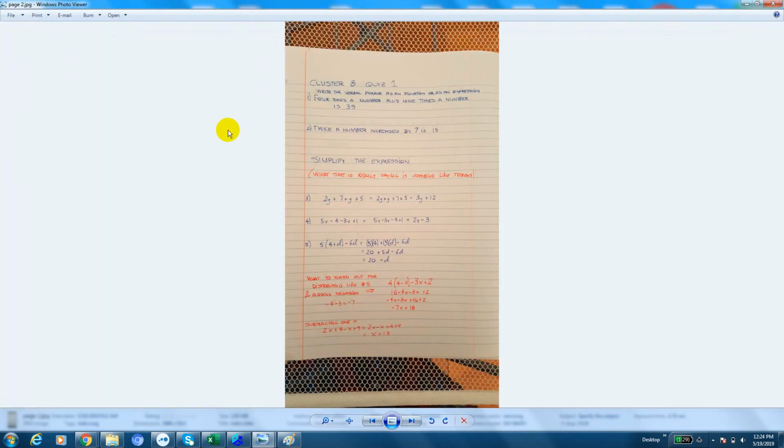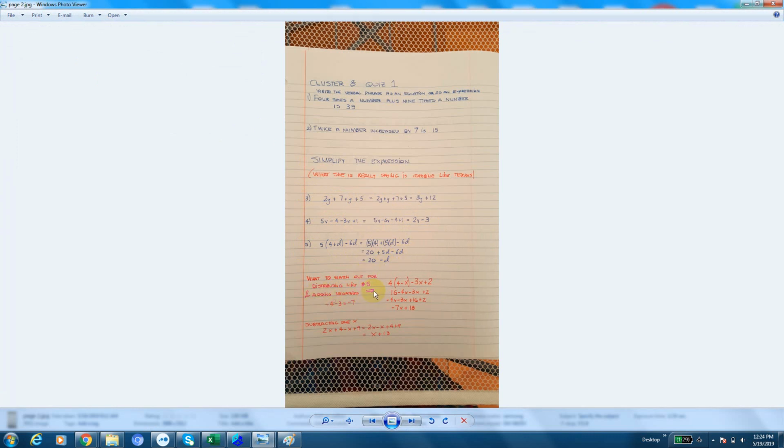This was the test, the actual test. So you could see problem 3, you basically combine like terms. Problem 4, you have a 5v minus a 3v, which is a 2v. And this one you have to distribute first. And you have a 5d minus a 6d, which is just a negative d, or a negative 1d.